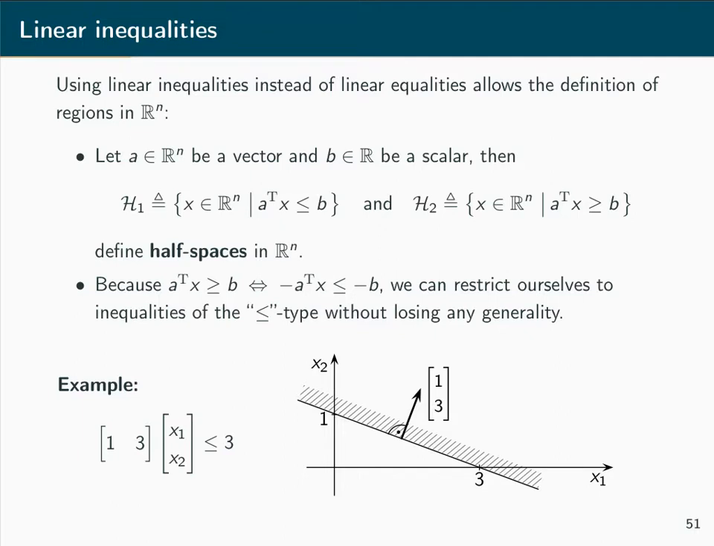So what exactly do we mean by a linear inequality? A linear inequality is defined by a given vector a in Rn and a scalar b in R, and then the linear inequality is either that the inner product of a with a vector x must be less than or equal to b, or this inner product of a with x must be greater than or equal to b. And that in fact defines a half space in the space Rn.